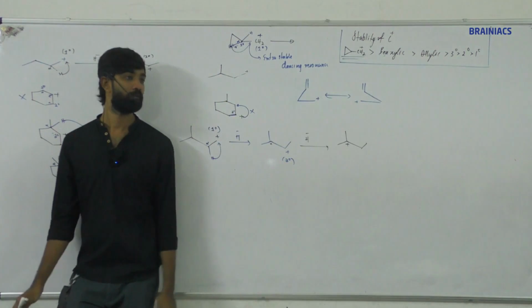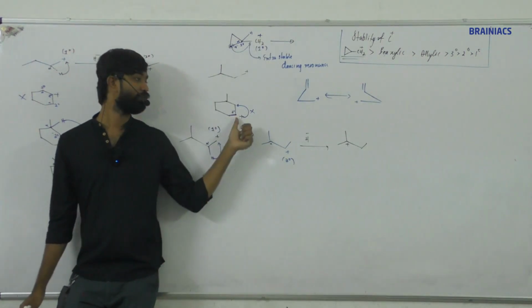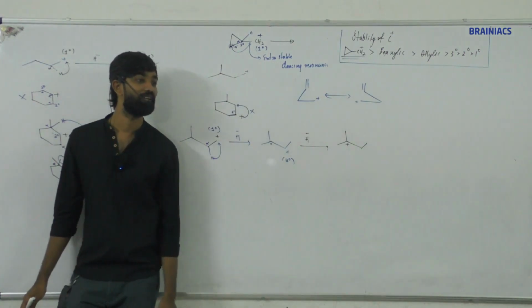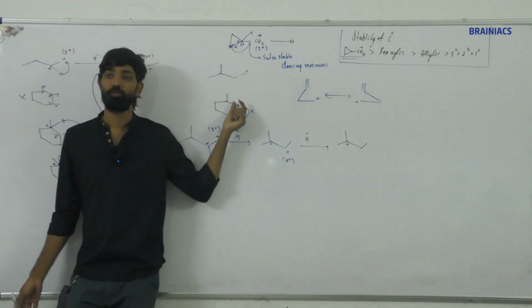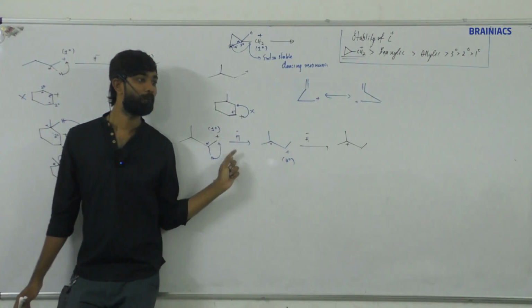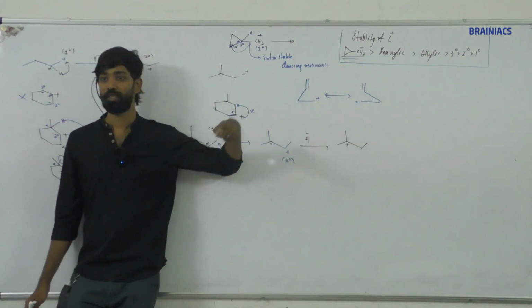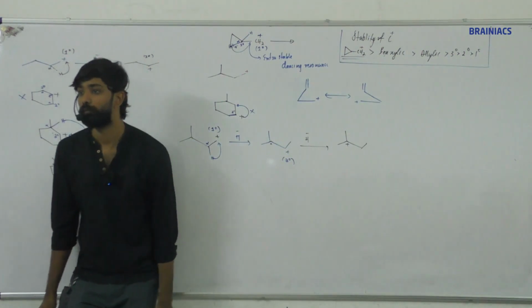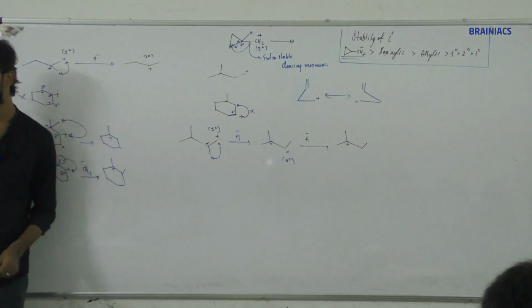There is a chance for shift followed by shift. But the first shift is not feasible. Why? This is presently a secondary. Then why rearrange to the next secondary? But here it is possible. Why? Primary becomes secondary, then tertiary. So there is a clear advantage. So here there is no rearrangement.